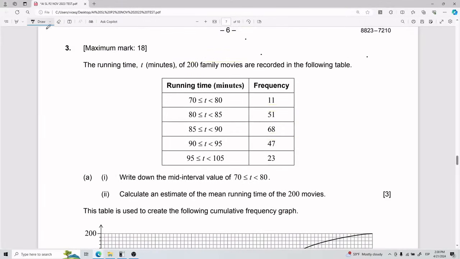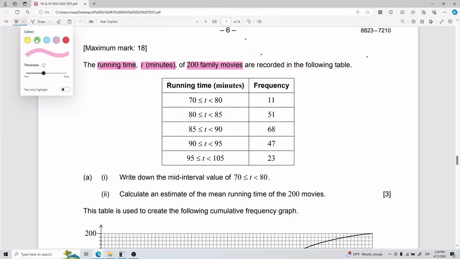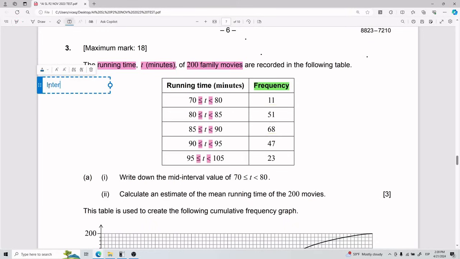All right, you guys. So for this third one, we have that the running time, in T minutes, of 200 family movies are recorded in the following table. Now let's take a moment and look at this table. So here we have a frequency, and also take a good look. We have these symbols here, right? And so these symbols here mean that all of these are different intervals.